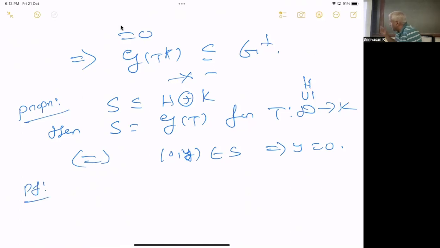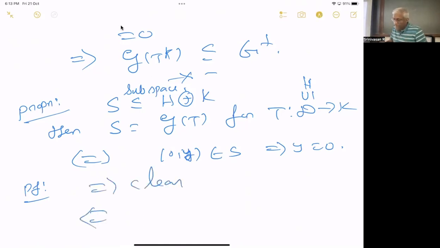Suppose you have some arbitrary subspace S contained in H direct sum K, and you want to say that it is the graph of some operator T if and only if it satisfies this condition. Suppose it is the graph of some operator T, and (0, y) is in S. That means 0 is in the domain of T, of course, 0 is always in the domain, and T of 0 has to be 0. So (0, y) in S means y has to be 0. That is clear, so this direction is clear.